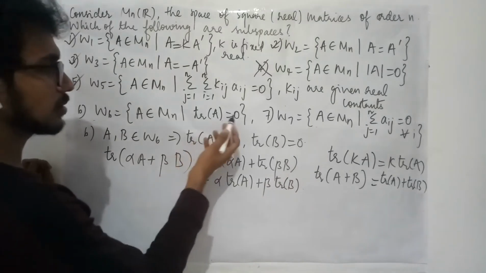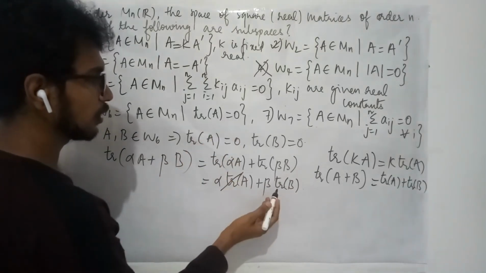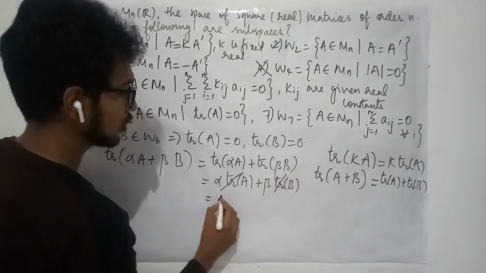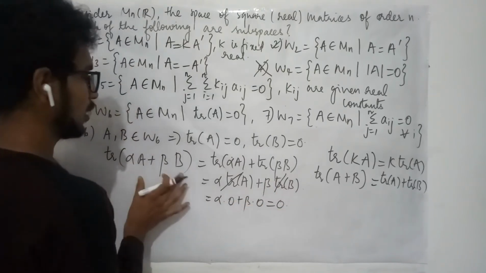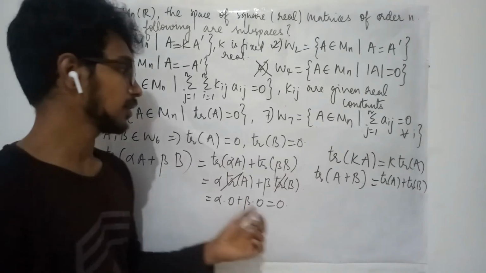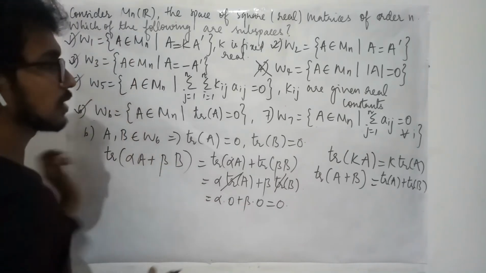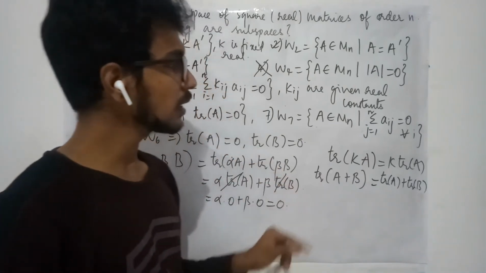When you have trace A is 0, you get this to be 0, and when you have trace B is 0, this to be 0. So alpha times 0 plus beta times 0, and you get the trace of the resultant matrix is also 0. Therefore, it is a subspace, right?